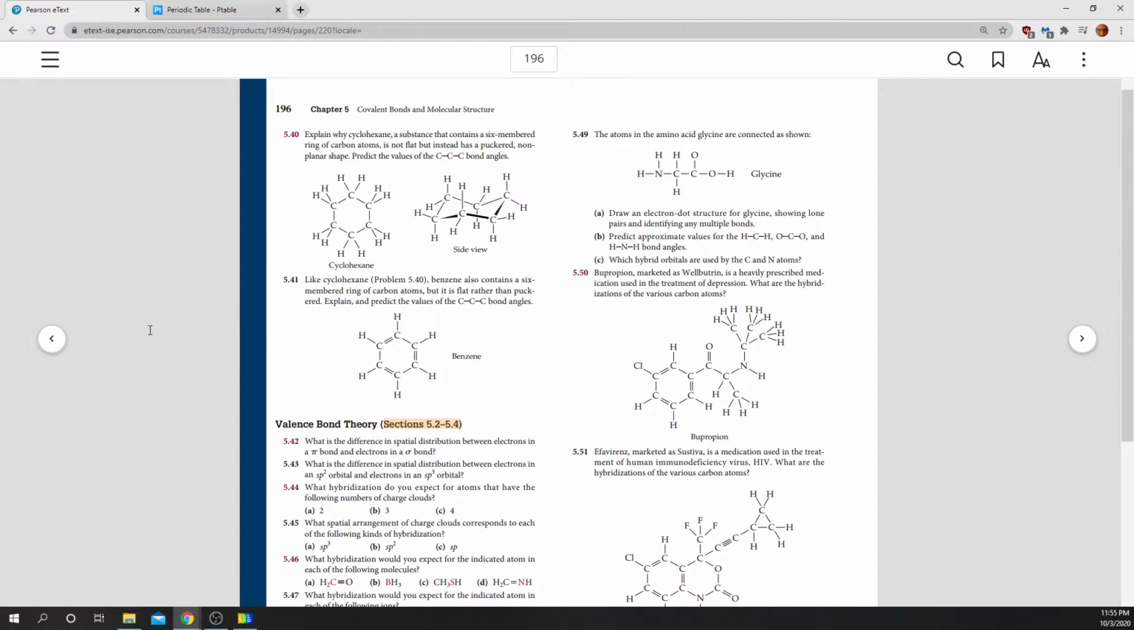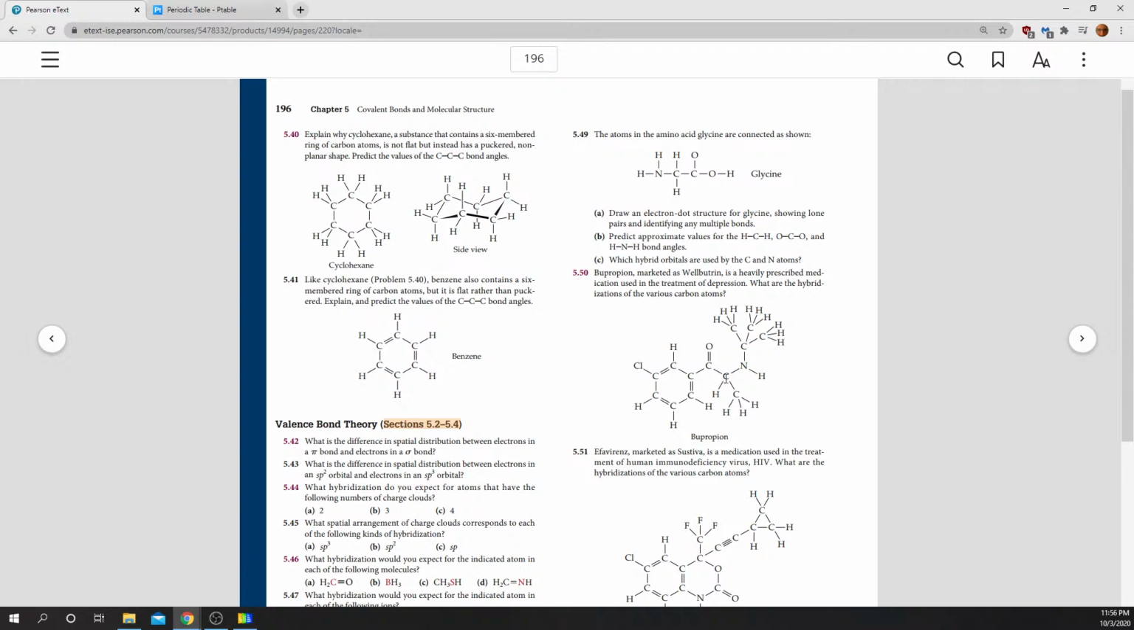Bupropion, marketed as Wellbutrin, is a heavily prescribed medication used in the treatment of depression. What are the hybridizations of the various carbon atoms? Okay, just again counting electron domains. The carbons in this ring here all have 3 electron domains. They are all trig planar. They're all sp2 hybridized. This bridging carbon right here is sp2 hybridized, again trig planar.